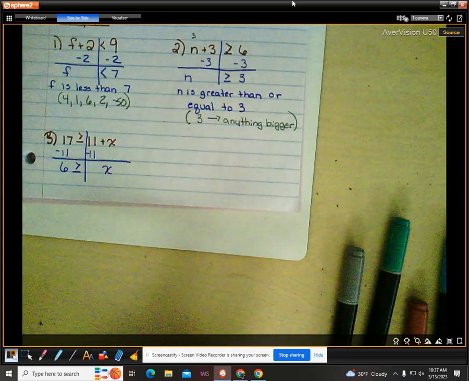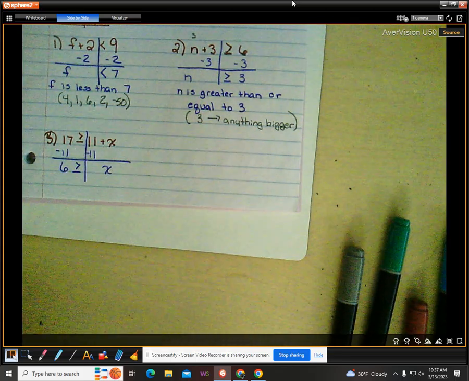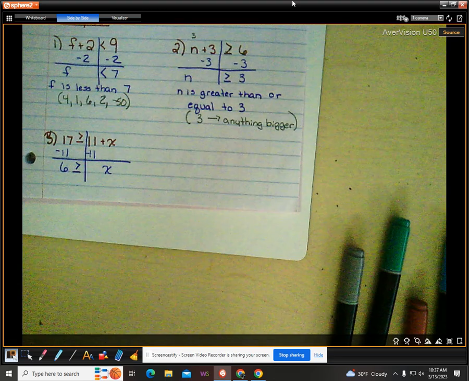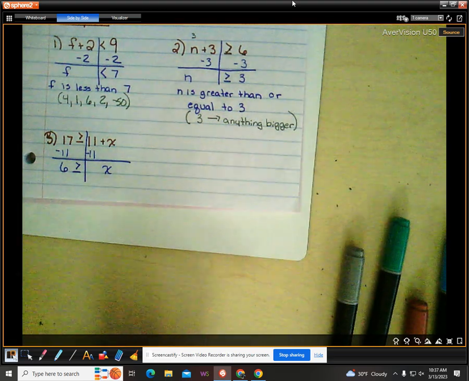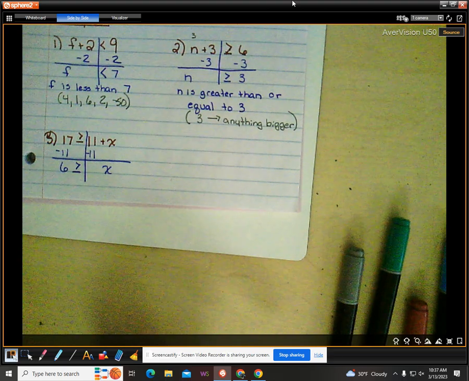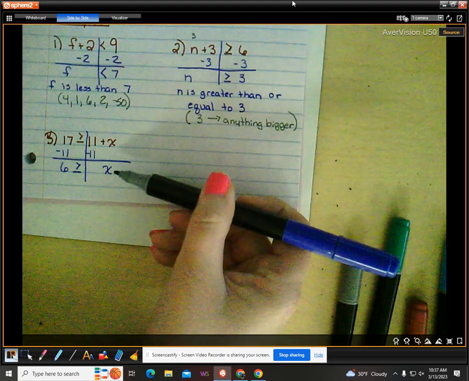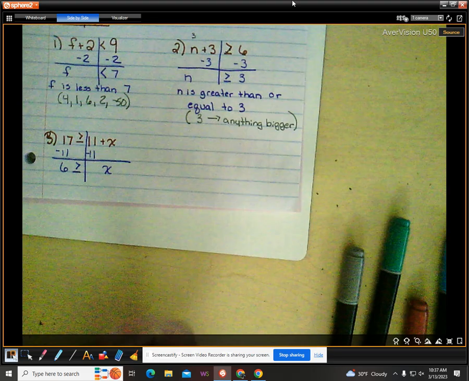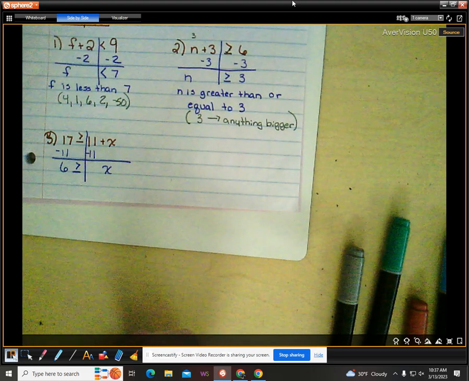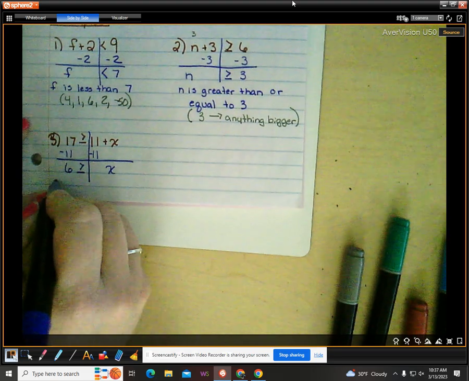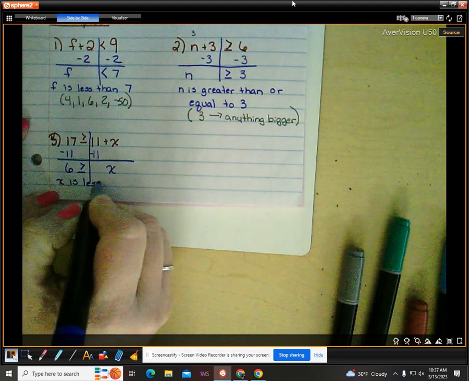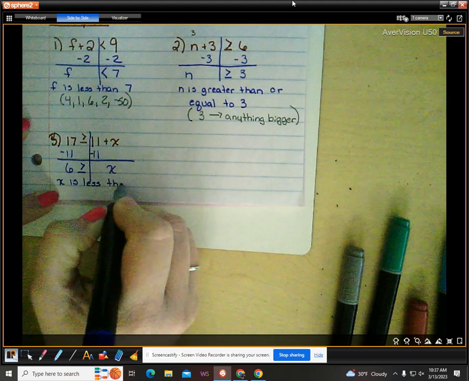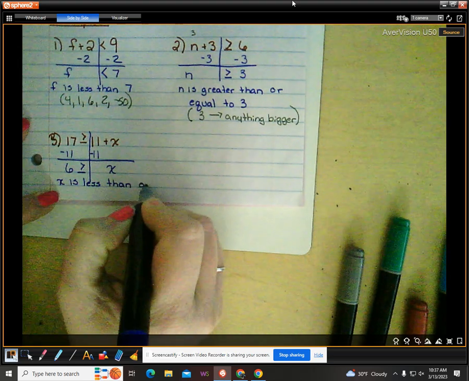How do you think you would read this? Being careful it's not what you think because it's backwards. Olivia. X is less than or equal to 6. Perfect. Okay. X is less than or equal to 6.